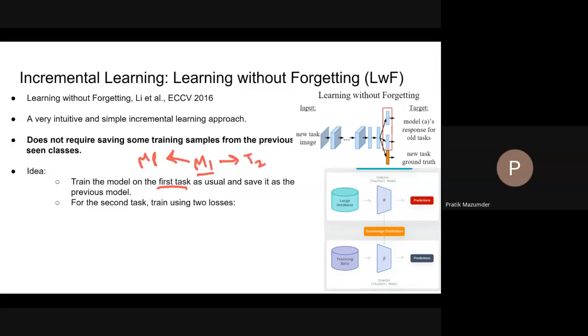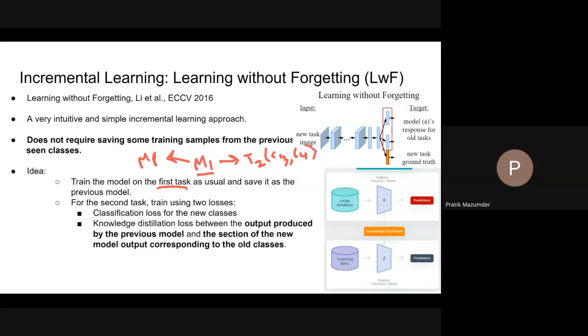But while training on task 2, you will be using two losses. One will be a standard classification loss for the new classes you have, say C3 and C4. The other will be a knowledge distillation loss between the output of your previous model and the output of whatever model you're training now.